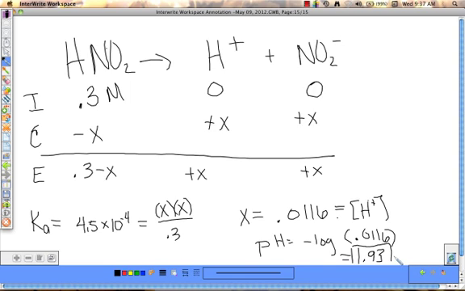Now, if we would have had a weak base here, like copper 1 hydroxide, we would have had hydroxide concentration here. So X would have been equal to the hydroxide concentration, and then you would calculate pH from that, just in case.